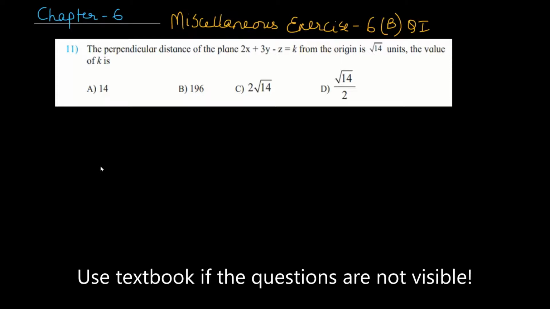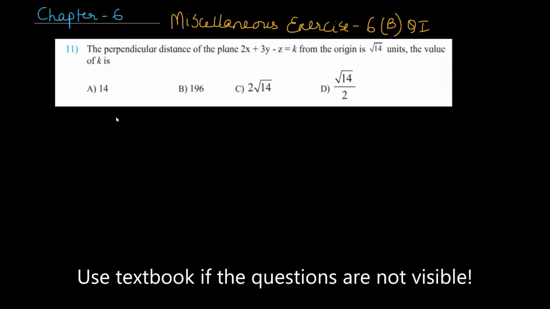Hello students, today in chapter 6, we are going to continue with miscellaneous exercise 6b question 1 because there are still some more multiple choice questions to go through. So question 11: the perpendicular distance of the plane 2x plus 3y minus z is equal to k from the origin is root 14 units. We have to find the value of k in this case.